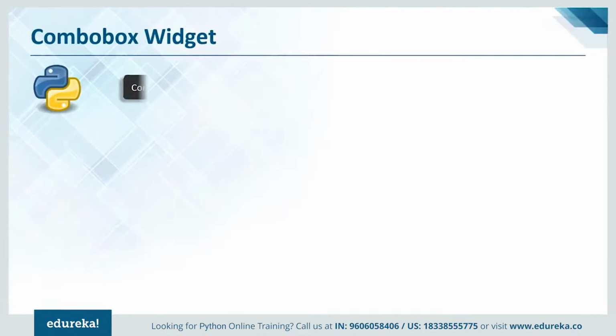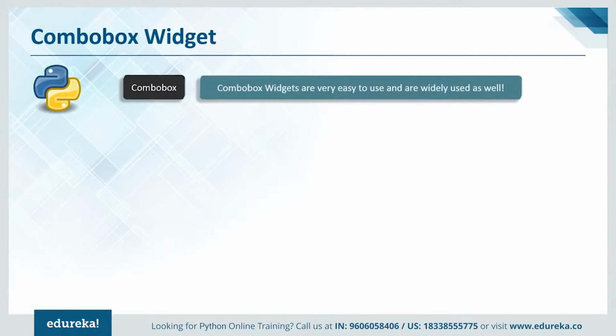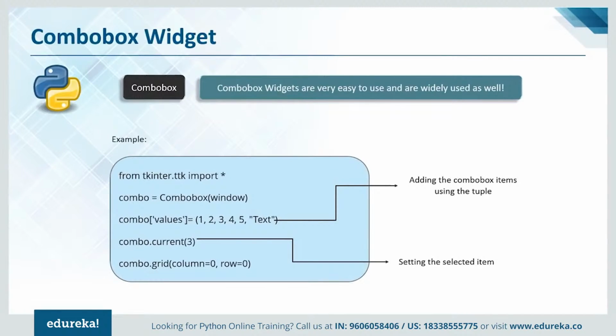So next up, we will check out the combo box widget. So can you guys guess what a combo box is? Well, it is just a drop down menu with options, guys. So check out that there are no parameters for the combo box definition apart from the window, right? And in the next line, we have defined certain values such as numbers ranging from 1 to 5. And next we have something called text as well.